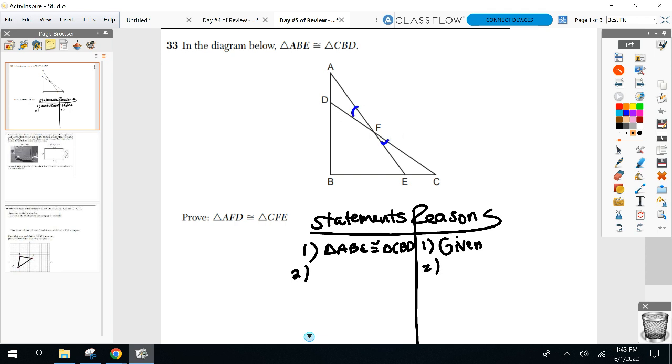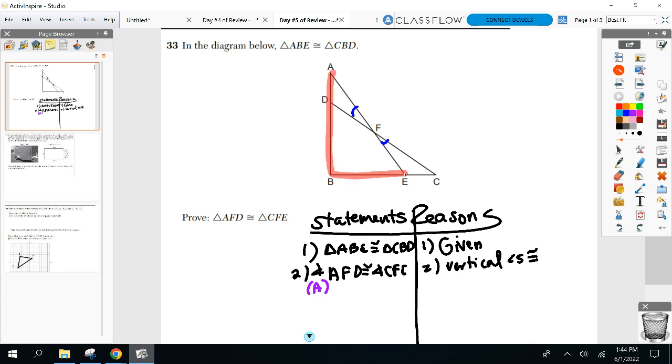I got vertical angles congruent. Great job. Angle AFD is congruent to angle CFE. Vertical angles are congruent. If you want to keep track, because these proofs might get a little long, we got ourselves an angle, don't we? All right, good job, Paul.